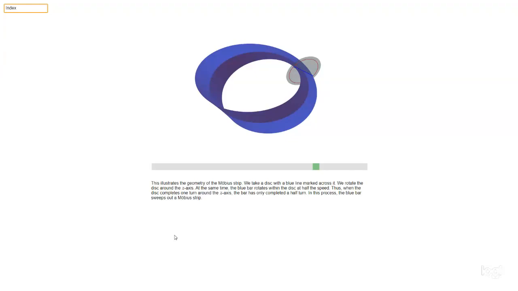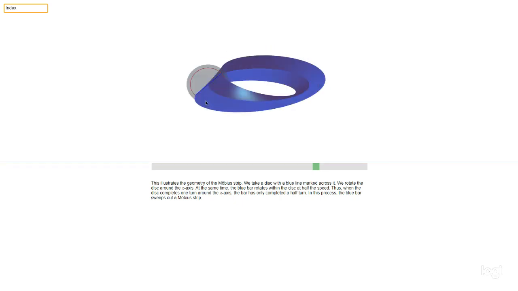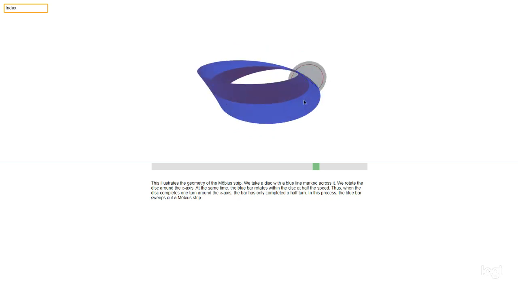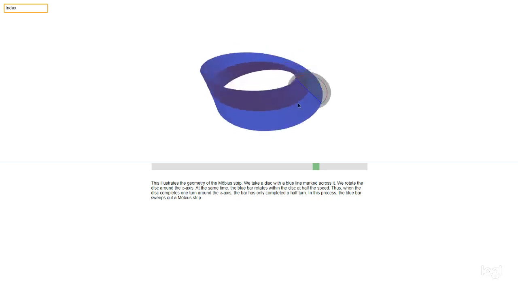In this video, we're going to explain various things about the Möbius strip. And we're just going to start with this picture here. This shows a Möbius strip embedded as a subspace of R3. We want to explain a bit more about the geometry of this.